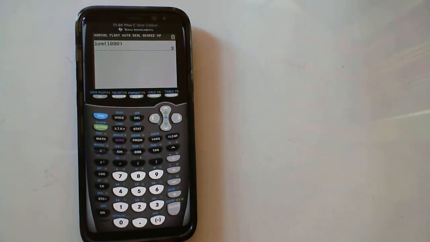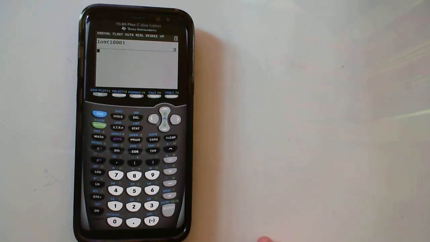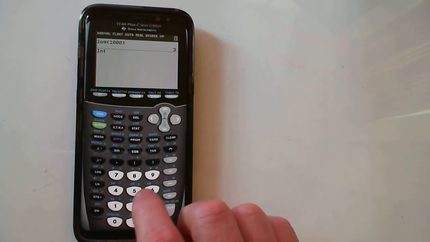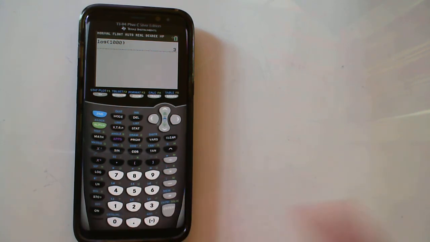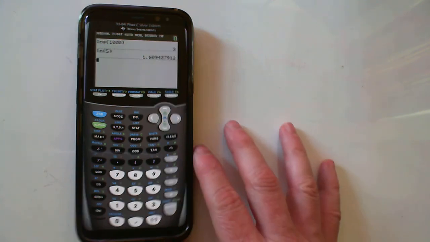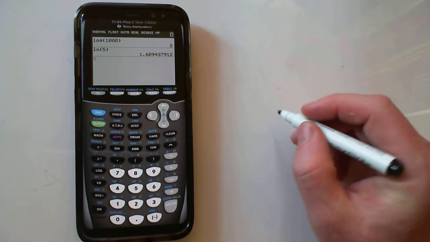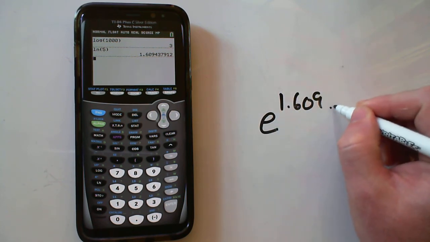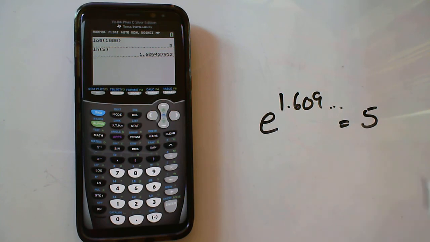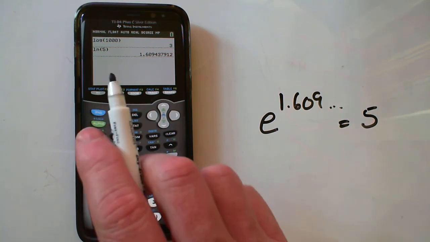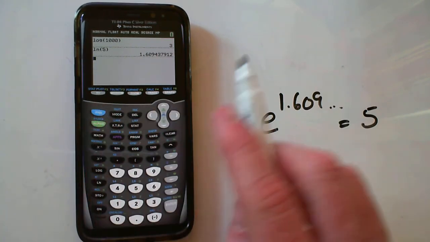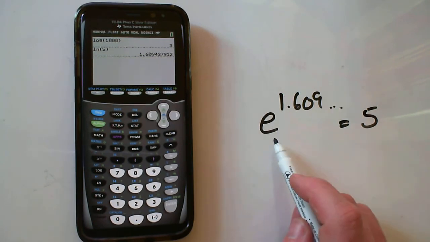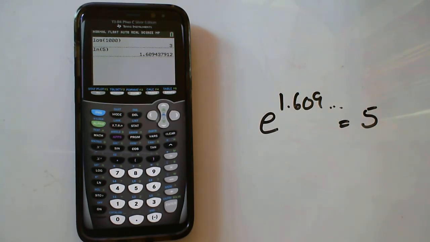The other logarithmic key that we have access to is the natural logarithm. So you have ln 5, and it gives us some decimal number. But what that means is that e to the 1.609 equals 5. Because e to what power gives us 5? e to the 1.609 power gives us 5.